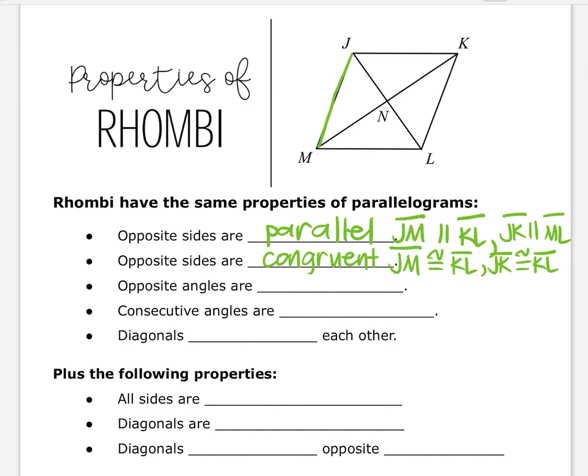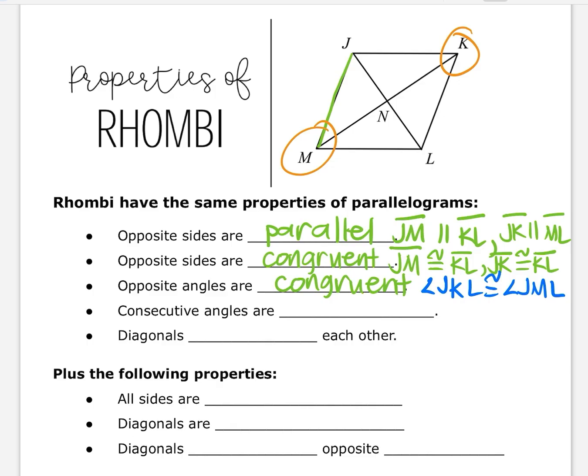Another property, the third one, is opposite angles are congruent. So what are opposite angles? We have this angle is congruent to this angle. If we are going to name these two sets of angles, we have angle JKL is congruent to angle JML. So that's one example. Obviously the other opposite pair of angles are also congruent at the same time.